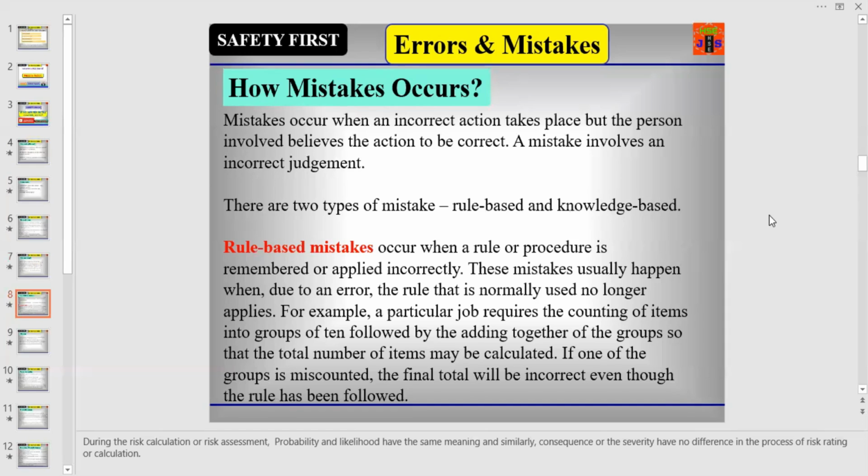Firstly, we will discuss what is a rule-based mistake. Rule-based mistakes occur when a rule or procedure is remembered or applied incorrectly. These mistakes usually happen when, due to an error, the rule that is normally used no longer applies. For example, a particular job requires the counting of items into groups of 10, followed by the adding together of the groups so that the total number of items may be calculated. If one of the groups is miscounted, the final total will be incorrect, even though the rule has been followed.